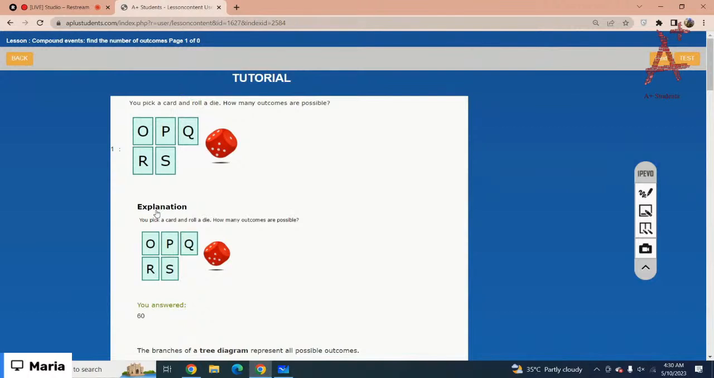So they are the 2 different events, cards and die. The outcomes for the cards are 5 because you have 5 cards, O, P, Q, R, S, and the die has a total of 6 outcomes. So when you calculate the total outcomes for a compound event, you need to multiply the outcomes of both events. The card has 5 outcomes and the die has 6. You need to do 5 times 6. Got it?